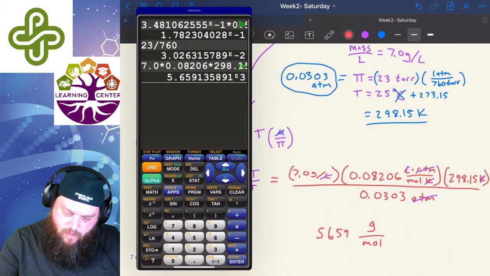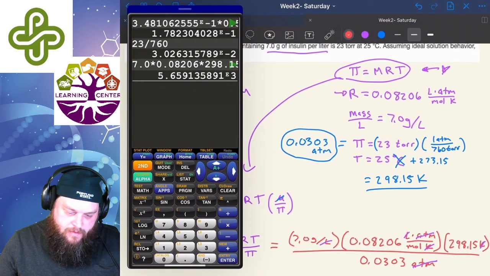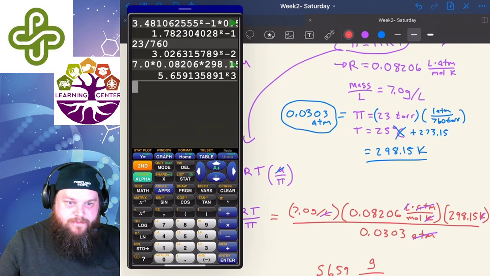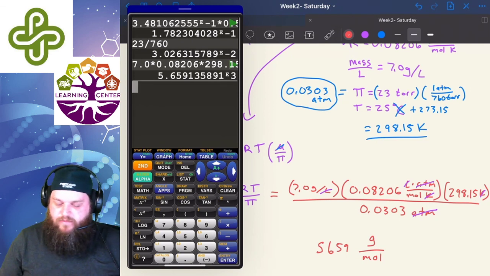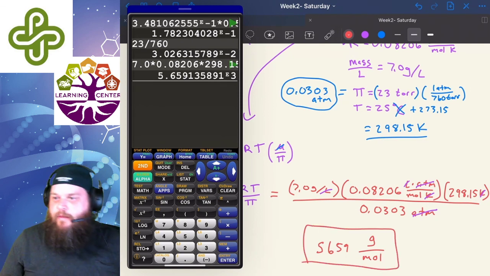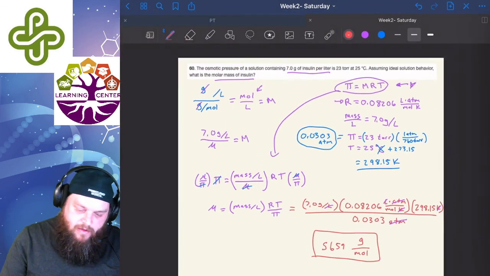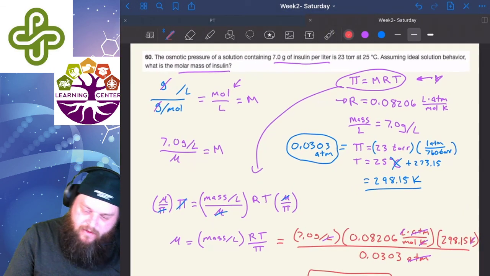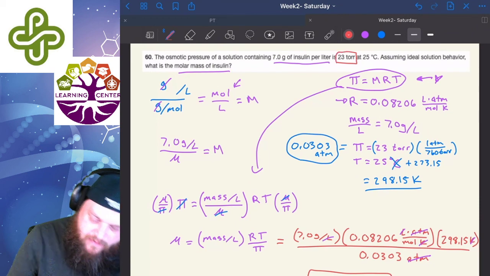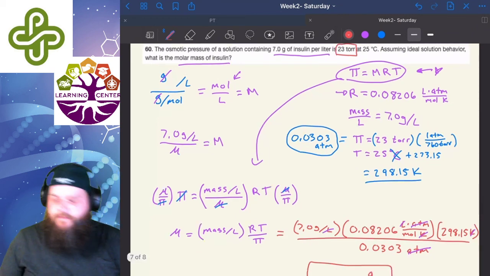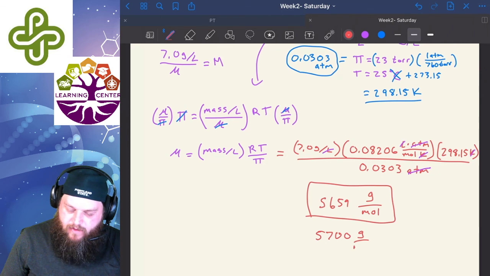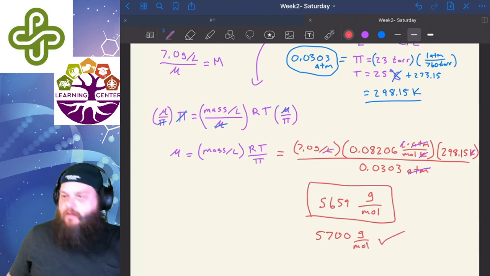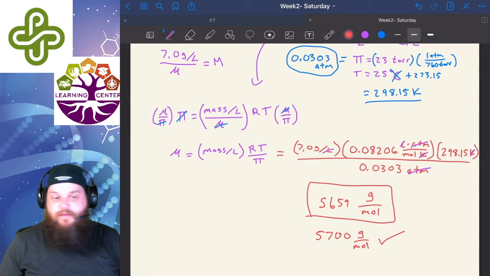7.08206, 298.15. Yeah. So I'm off by just a little bit there, but that's still really close, and we're in the right ballpark. And also, we should look at significant figures. We should be going to 2 sig figs based on the given data. So 2 sig figs rounds up to 5,700 grams per mole, which is spot on when you round to the nearest 2 sig figs.